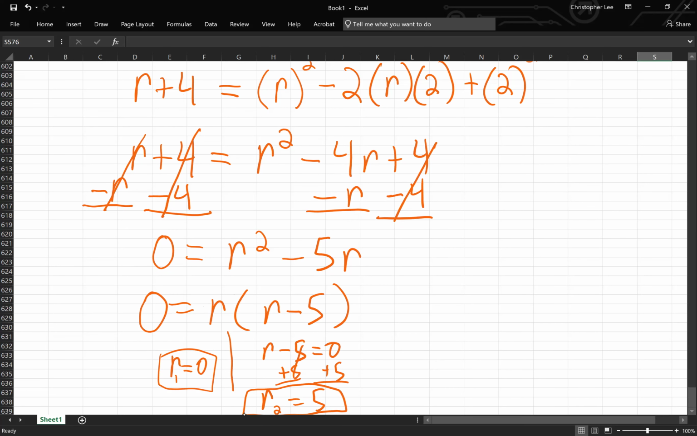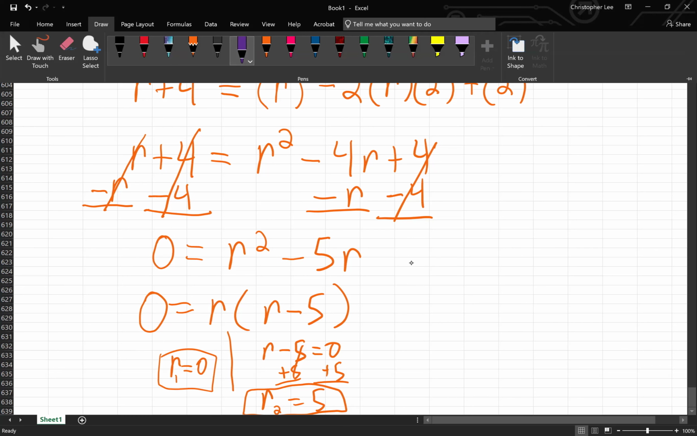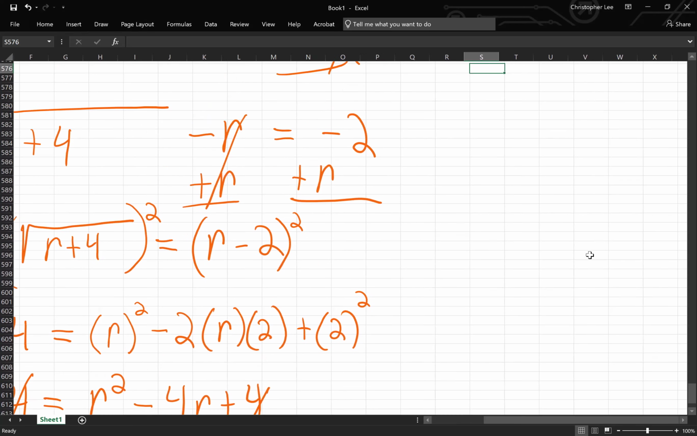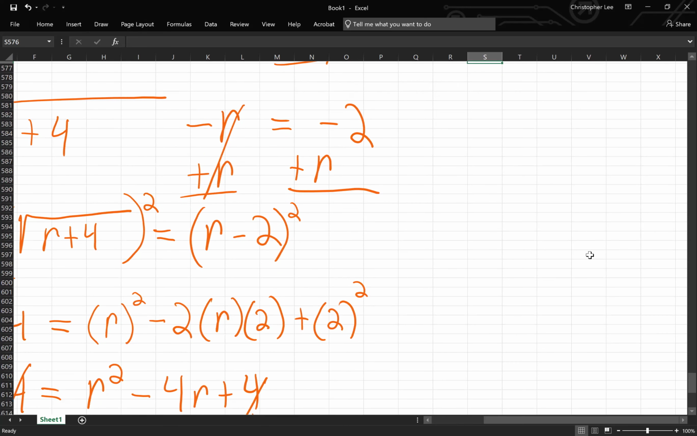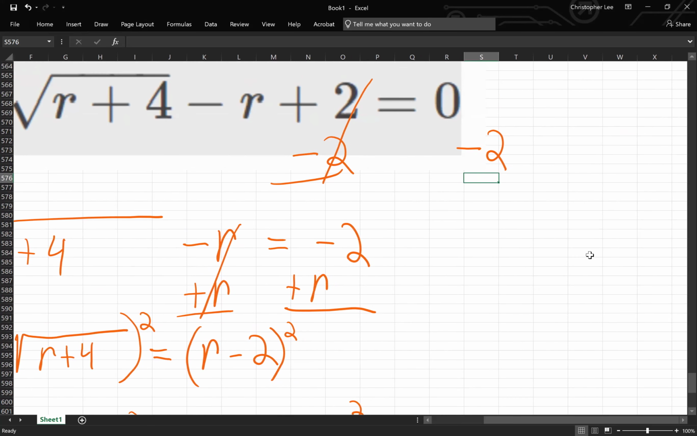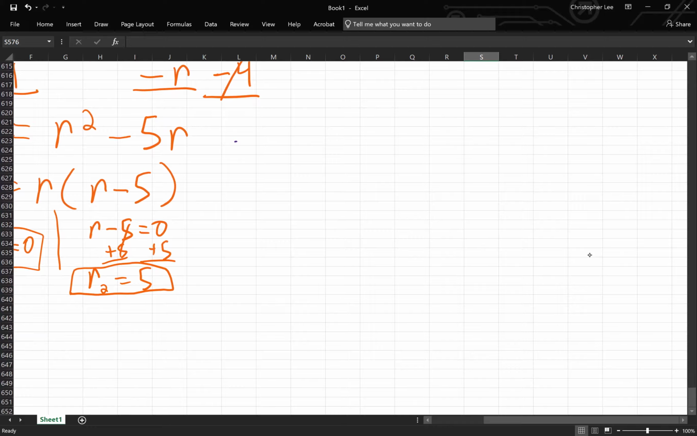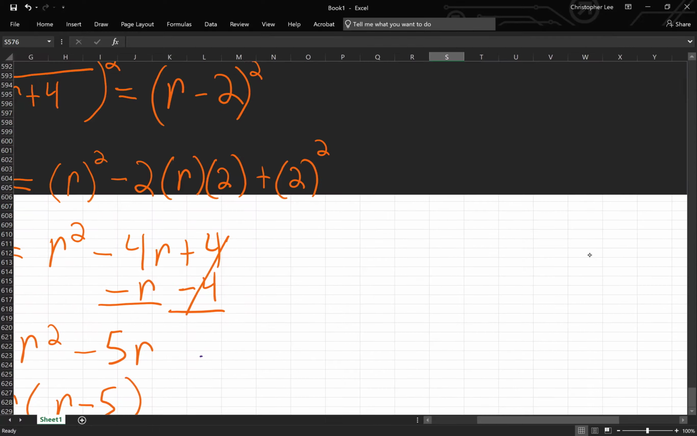But now I got to check, do these answers work, right? Because I'm not sure. I can't tell by looking. I can't tell as I was doing the question. This was hard. Let's be honest. This was hard, right? So now I want to check this, right? So square root r plus 4 minus r plus 2, allegedly that's equal to 0. Let's see. So I have one answer of 0. Let's try the 0 answer.